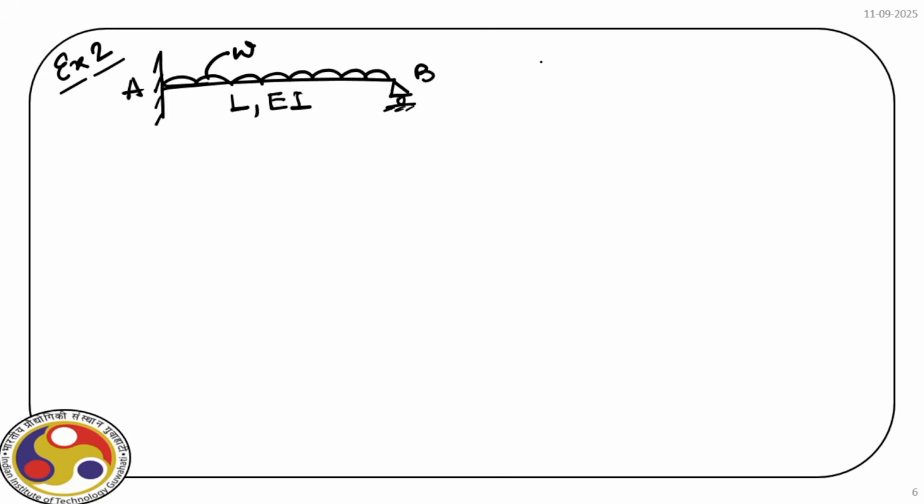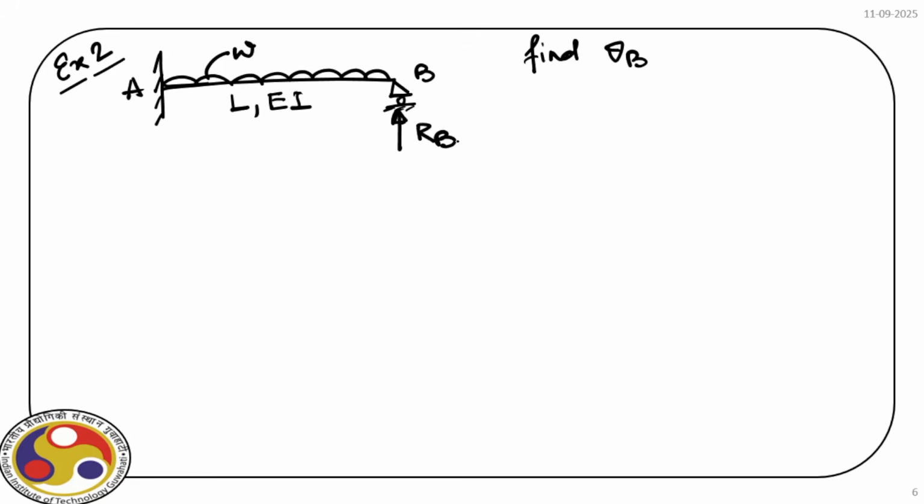Now, for this beam, our task is to find the rotation theta B. Now, if you note this structure, due to the presence of this prop here, we cannot solve this structure using equilibrium equation alone, right? So we don't know what is the reaction here, which is RB.